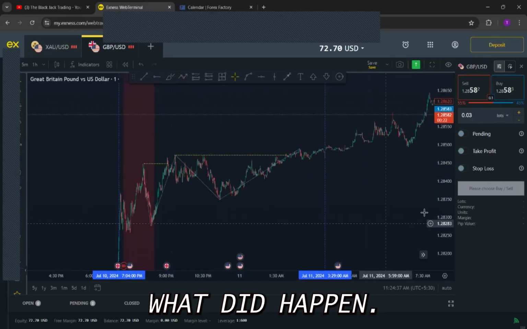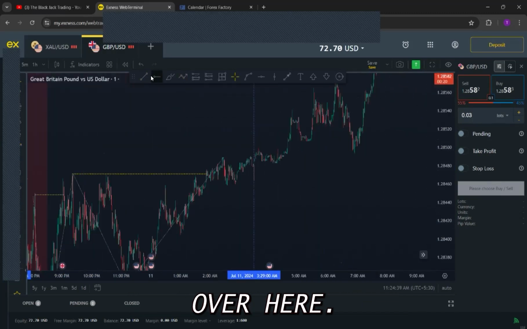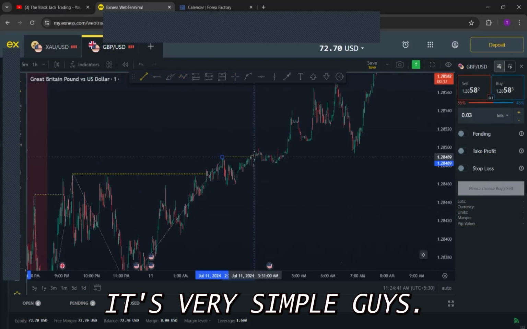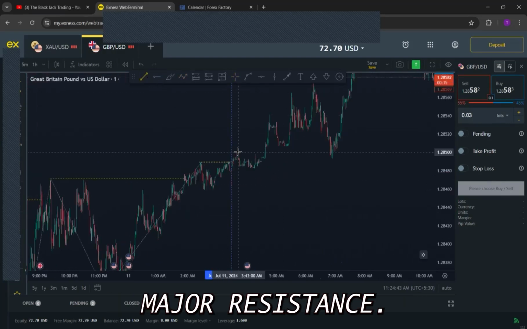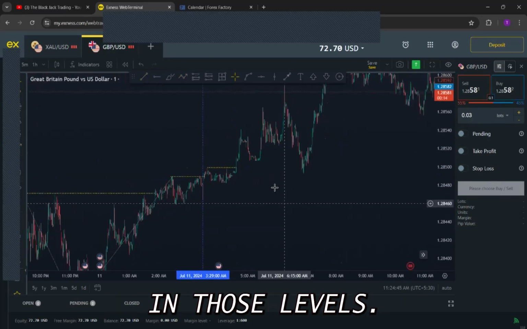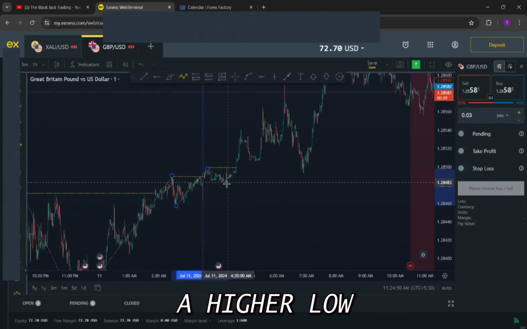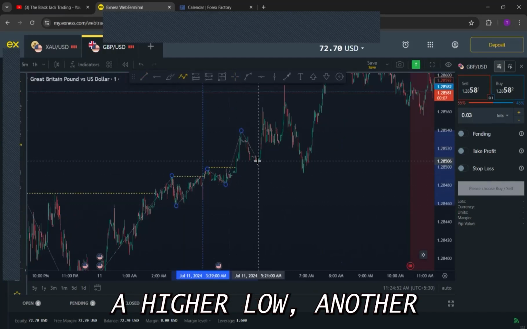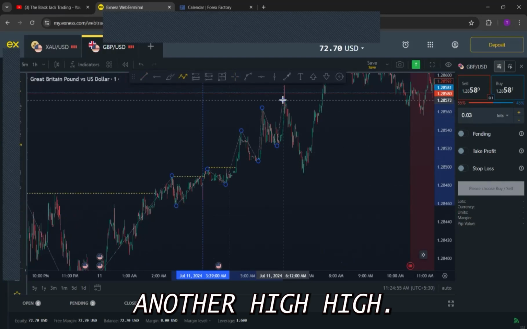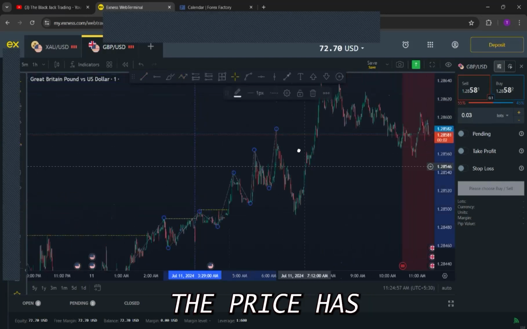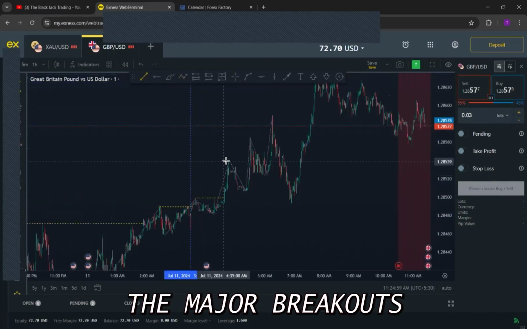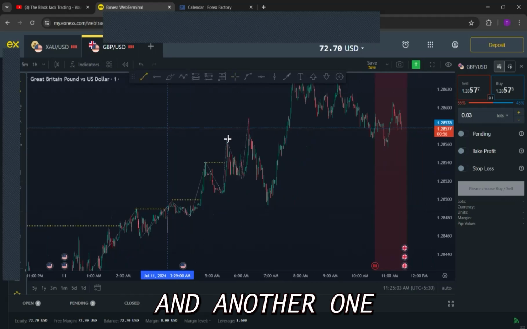And from here, what did happen? Let's mark the major breakouts over here. So this was another major breakout. It's very simple, guys. You have to understand which is the major resistance while the price is going upside and mark those levels. Another time you will see that the price created a higher low, a higher high, and another higher low, another higher high, another higher low, another higher high. Like this the price has been moving. So let's mark the major breakouts over here like this, and another one over here.